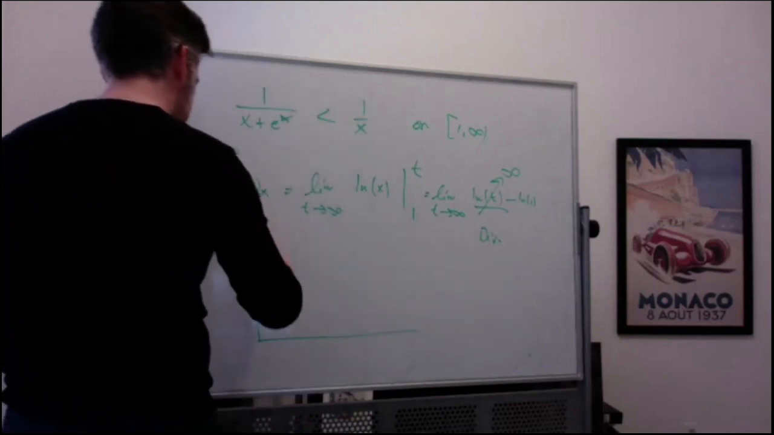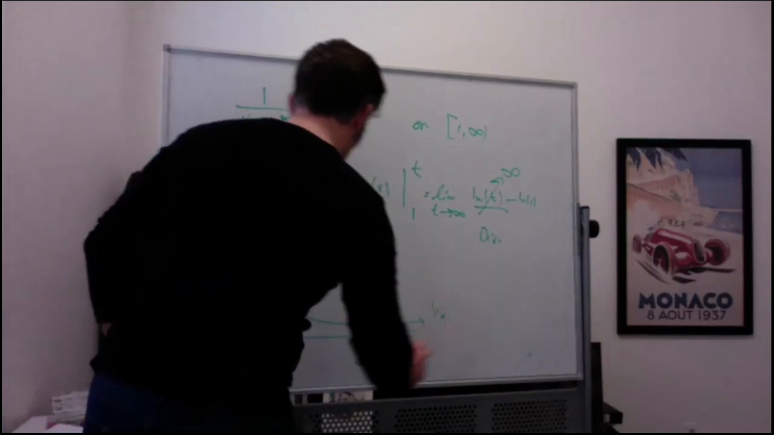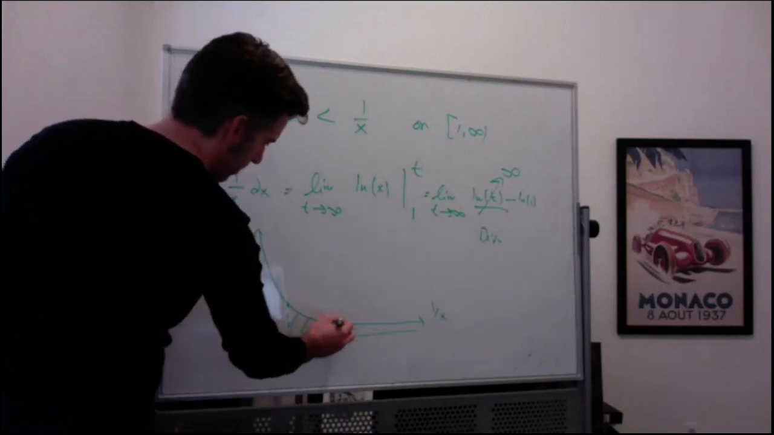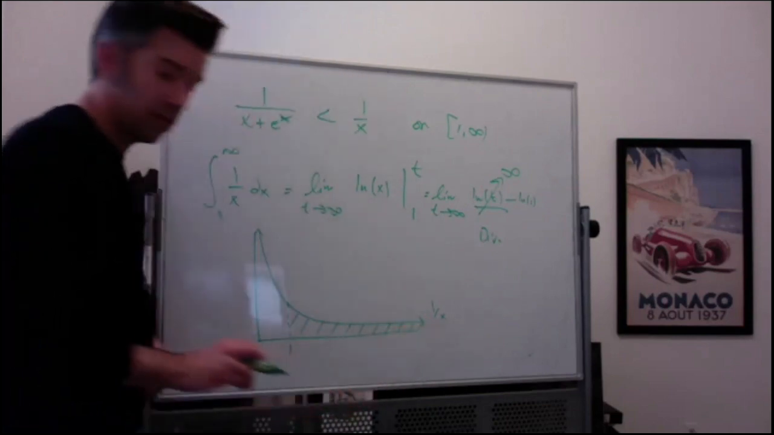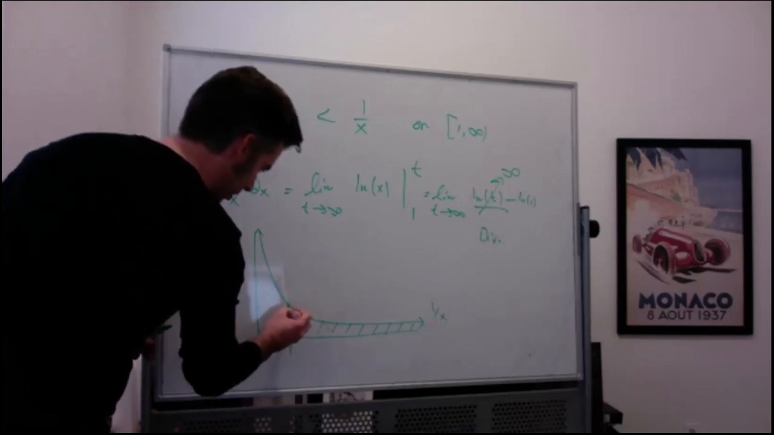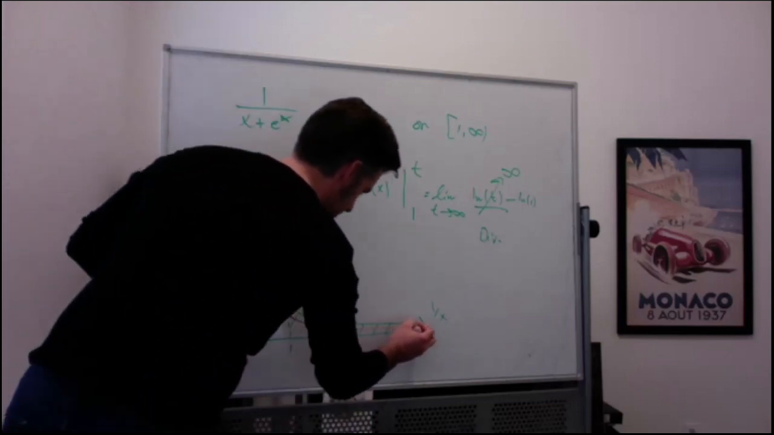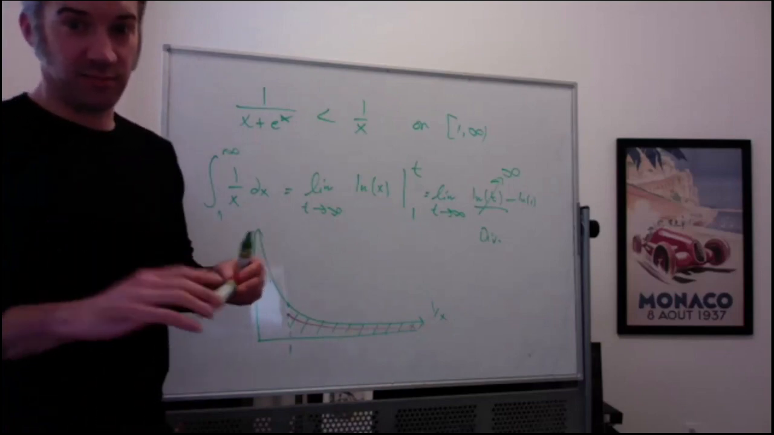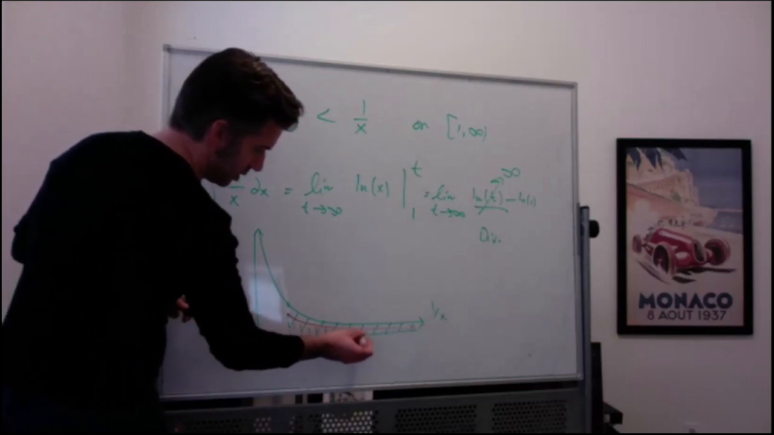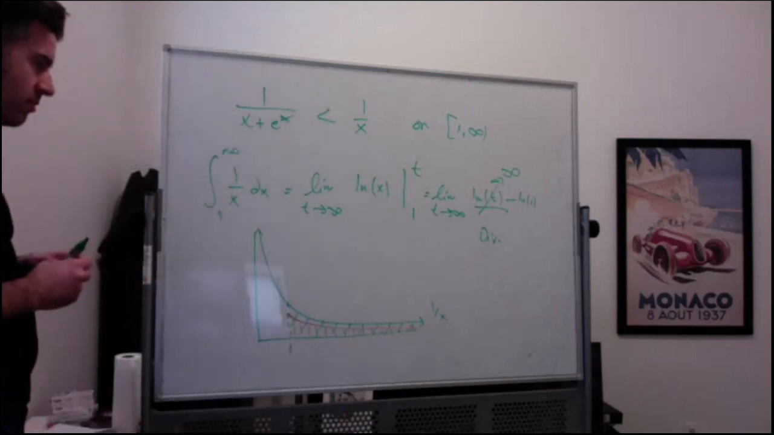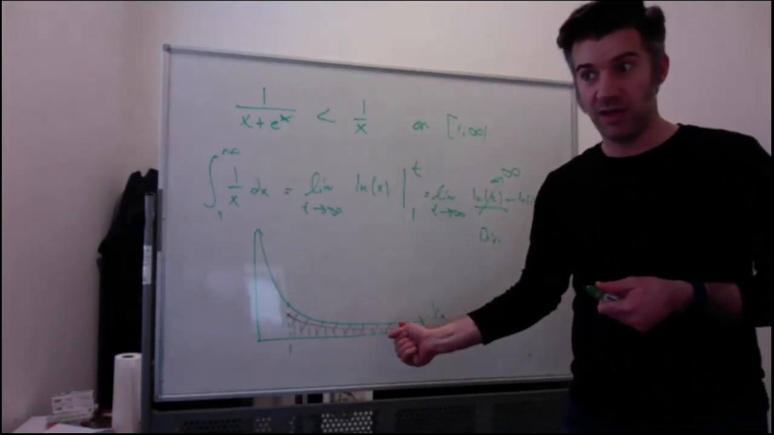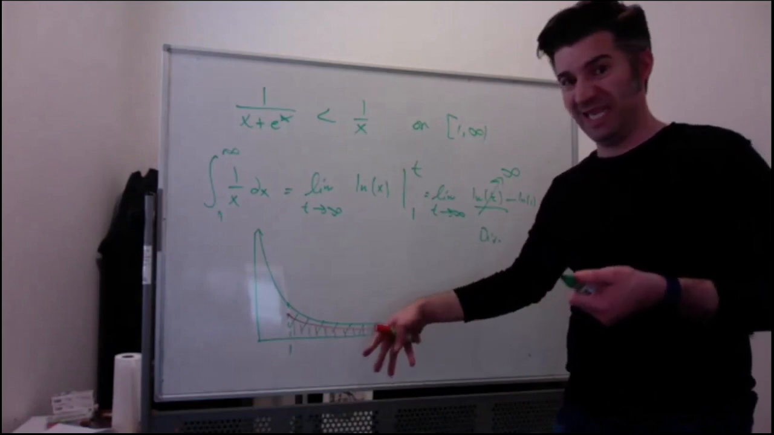Here's 1 over x, starting at 1. And now here's 1 over x plus e to the x, which is a little bit smaller. Okay, so I'm going to essentially state the same thing. The area in red is still less than the area in green. But here the area in green is infinite.